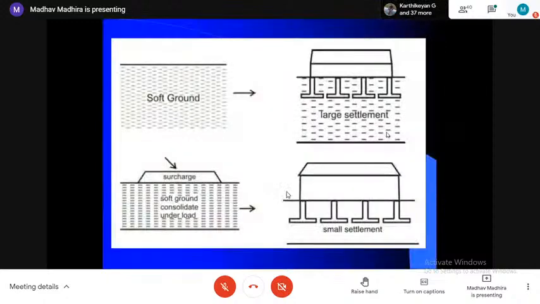I have soft ground. I want to put in a light to medium structure, like a residential or office building, etc. This is likely to settle. So in order to make sure the settlement occurs, we put a dummy load. I call it an embankment surcharge, and allow the soil to consolidate. Once the soil consolidates, remove the surcharge, and then you construct the building.